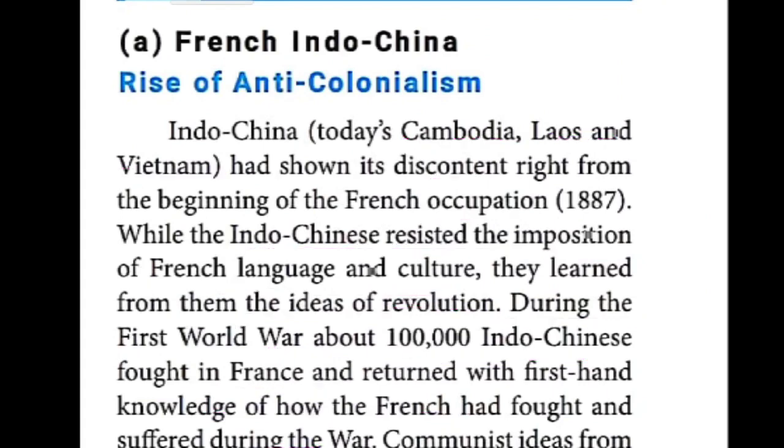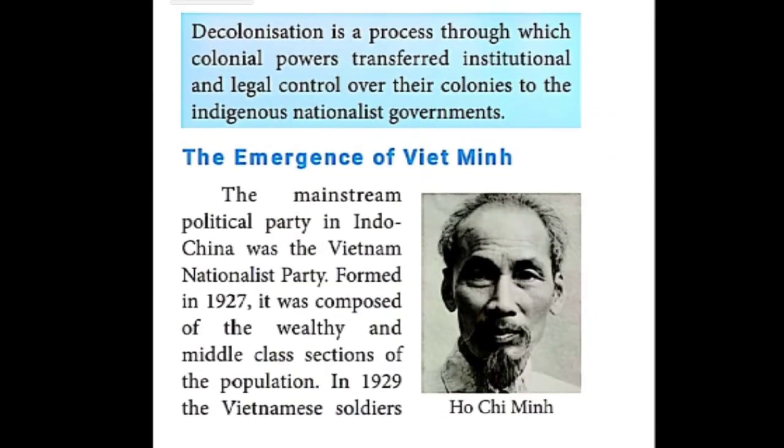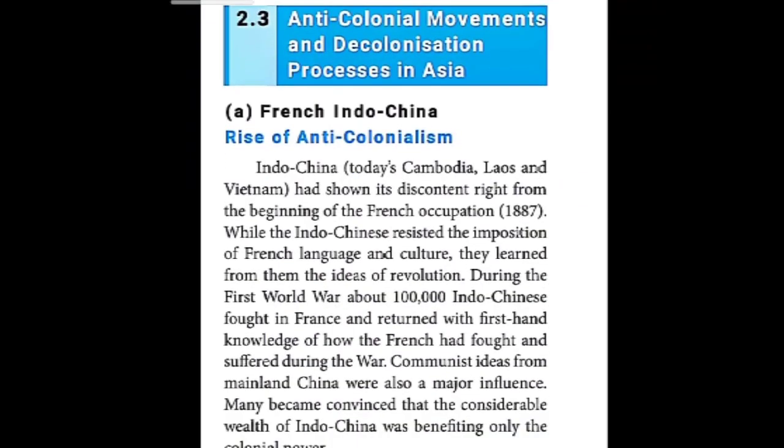Communist ideas from the mainland of China they also learned. Many people became convinced. Convinced, what is the meaning, children? Here it is given: many of them became convinced that the considerable wealth of Indochina was benefiting only the colonial power. The French were taking all the wealth of Indochina.